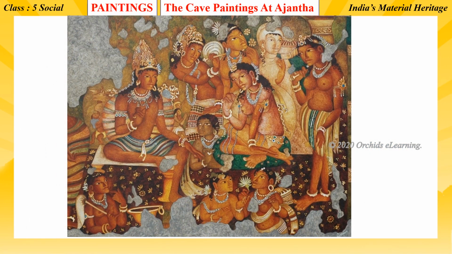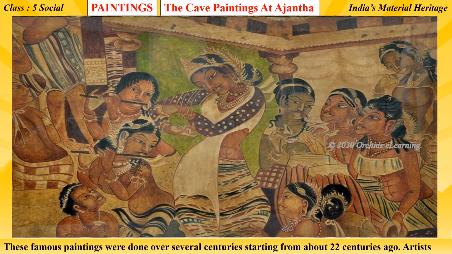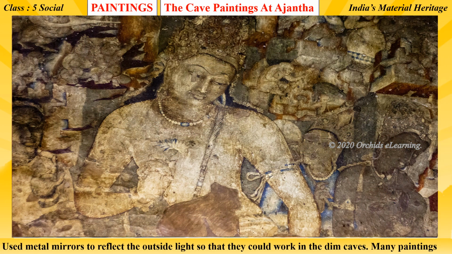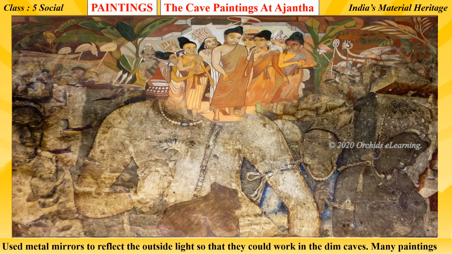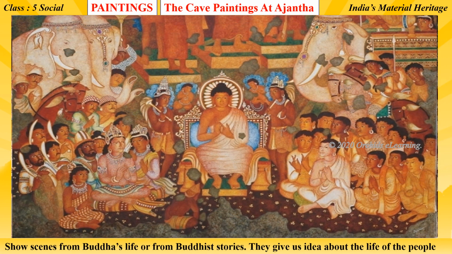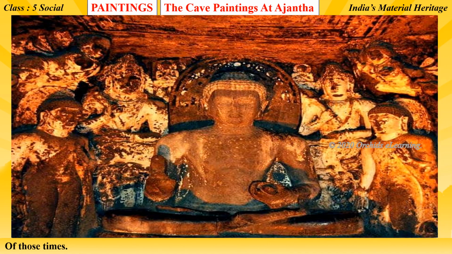Paintings. The cave paintings at Ajanta. These famous paintings were done over several centuries, starting from about 22 centuries ago. Artists used metal mirrors to reflect the outside light, so that they could work in the dim caves. Many paintings show scenes from Buddha's life, or from Buddhist stories. They give us an idea about the life of the people of those times.